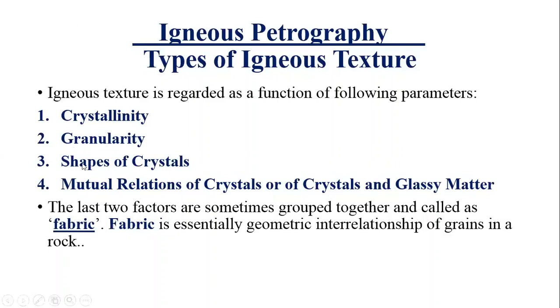The last two factors, that is shapes of crystals and mutual relations of crystals and glassy matter, are sometimes grouped together and called fabric. Fabric is basically the geometric interrelationship of grains in a rock, which means that fabric refers to the spatial arrangement and orientation of grains within the rock.